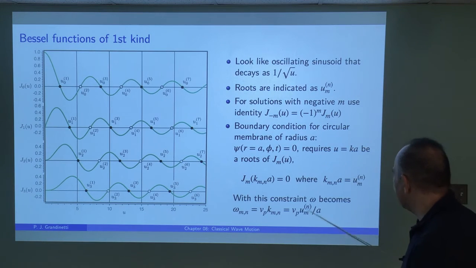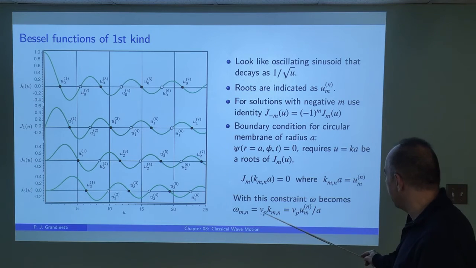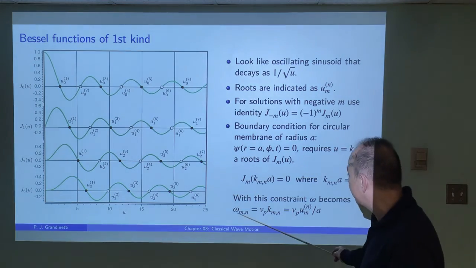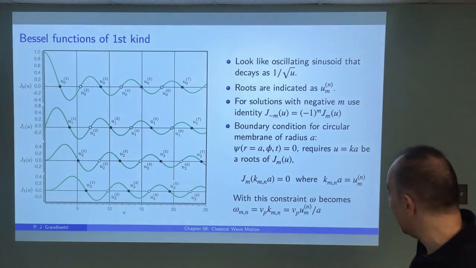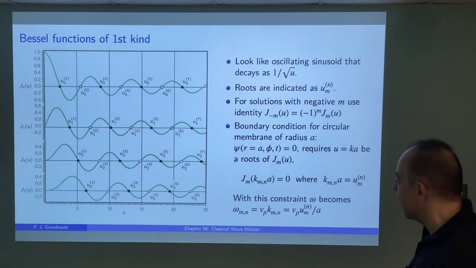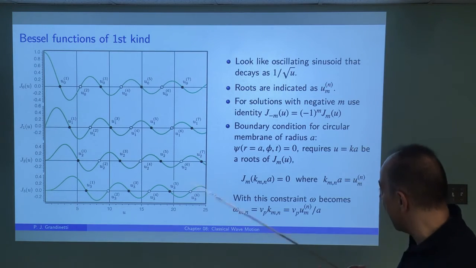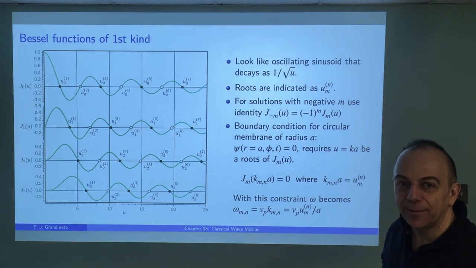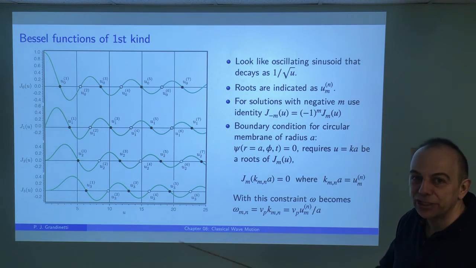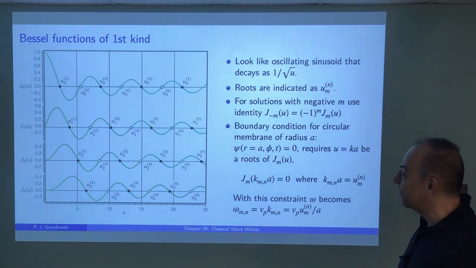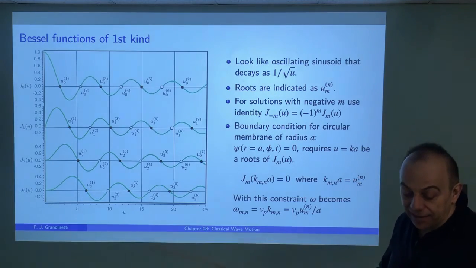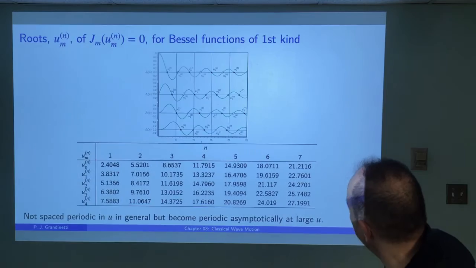So with this constraint, the frequency, which we know is related to the wave number, is v_p times the wave number. The frequency also becomes constrained and is now indexed by m and n, given by this expression here. All right, so we've actually solved the problem. We didn't fully solve it because we just looked up the solution for Bessel's differential equation, but that's okay. We know the solutions and we can use them.